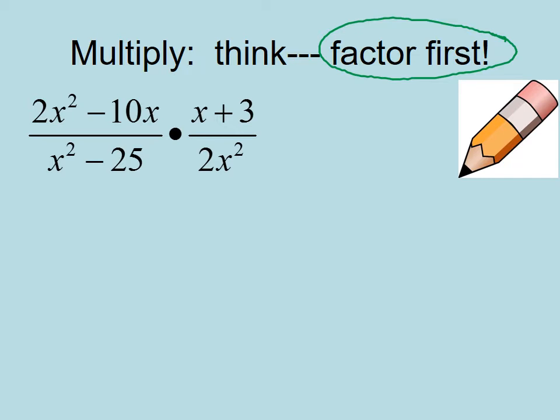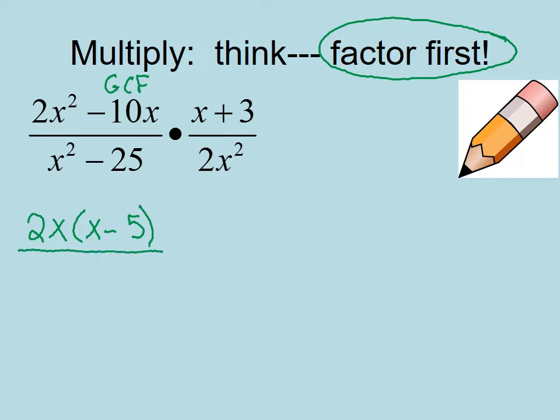So we have to go through and figure out what we're going to have to do to factor. So this first one, you guys, I'm just going to be able to take a greatest common factor out. So when I do that, I can take out 2x, and I'm left with x minus 5.